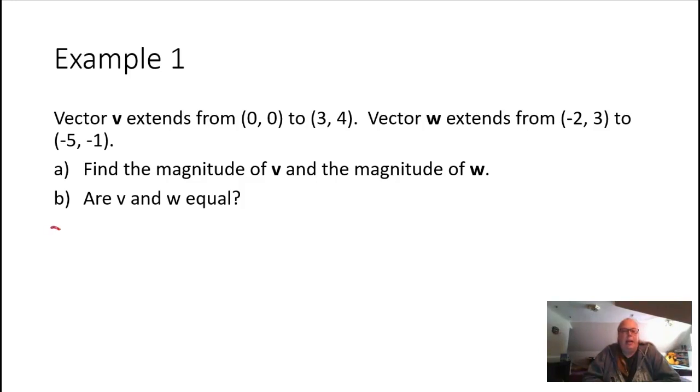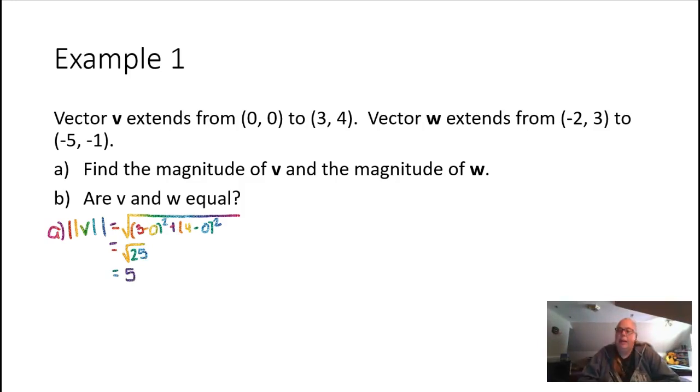Okay, for part A, the magnitude of v is just the distance formula. Essentially, we just want to know how long this is. So we're going to do x2 minus x1 squared plus y2 minus y1 squared. And if we put all this into the calculator at the same time, we're going to end up with the square root of 25, which we know to be 5. So v has a nice magnitude because 25 has a nice square root to it.